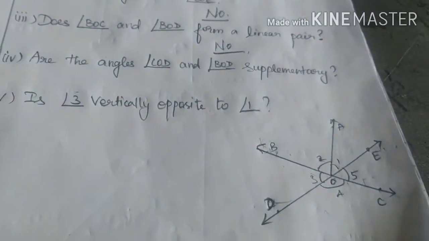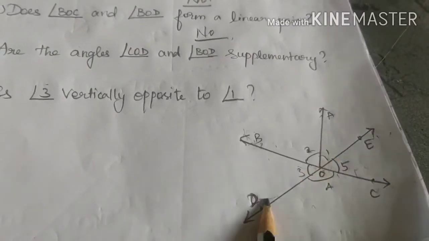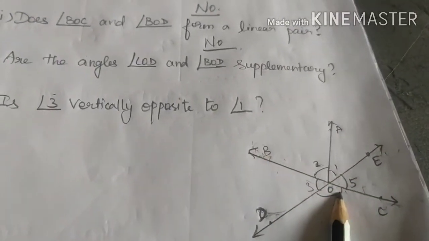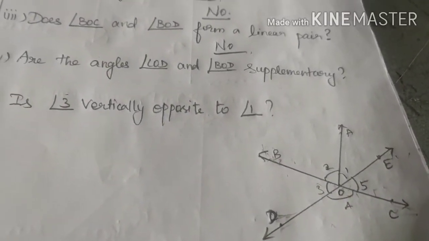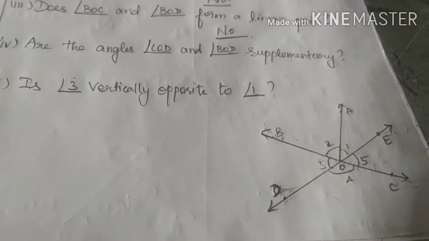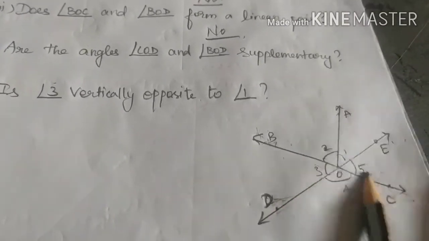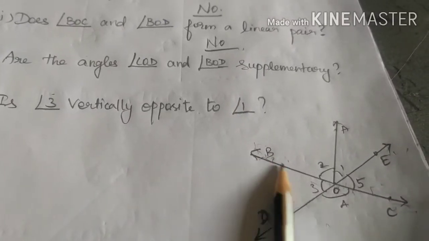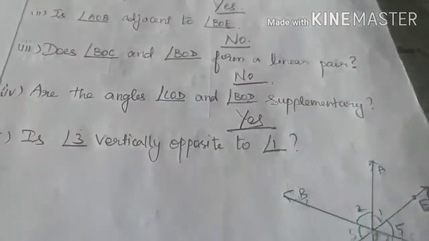Next, are the angles COD and BOD supplementary? They are asking whether COD and BOD are supplementary. Supplementary means if we add both angles, we have to get 180 degrees. Look, COD and BOD are supplementary, they are asking. Yes, they are supplementary. If we add them, we will get 180 degrees.